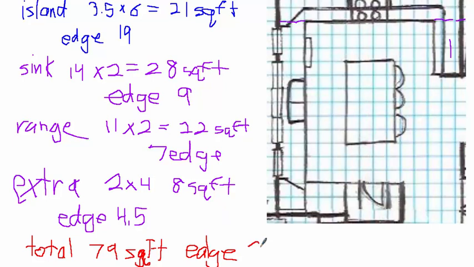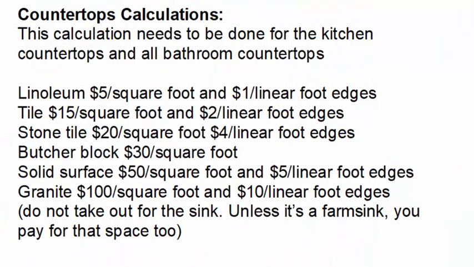Once you have those two numbers, then you decide which counter am I doing. And the countertops, linoleum is the cheapest. It's $5 a square foot, $1 per linear foot. Tile, stone, butcher block doesn't have a separate edge part to it. Now there's solid surface, and usually I bring these in so you guys get a chance to kind of see what different things can be. The solid surface, we're going to go with $50 a square foot and $5 a linear edge, and the granite we will do is $110 a linear edge.